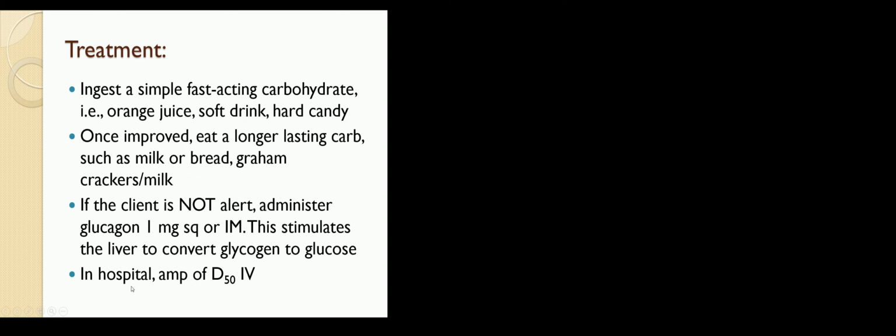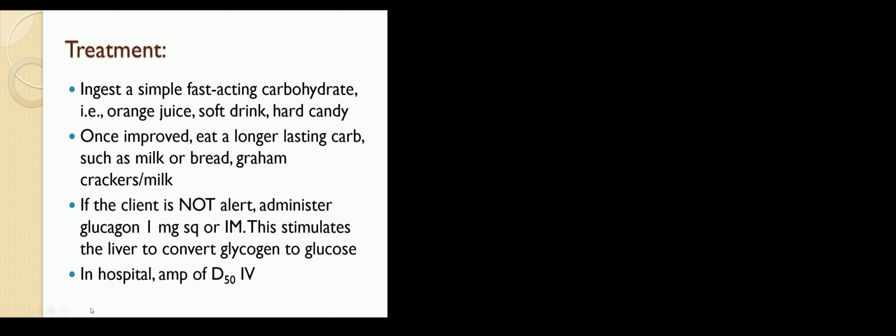In the hospital, of course, they're going to give an amp of what's called D50. An amp of D50 comes in the larger syringes. It's almost like pure sugar, thick water, and it is very, very hard to push. So you're going to push with all your might, as fast as you can, and it's still going to go slower because you have to really push to get that in.